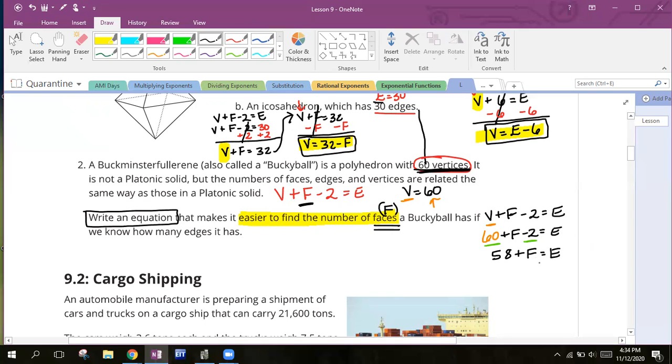Okay, so now I have it as simplified as it will go, but I need to remember that I'm trying to make it easier to solve for F. So I need to get that F by itself. So I need to get this term, this 58, away from it. So I have a positive 58, so I'm going to subtract off 58. If I do it to one side, gotta do it to the other side. It's going to cancel those out. I'm left with F equals, can't combine E and 58, so it's just E minus 58. And that is my equation that makes it easier to find the number of faces.